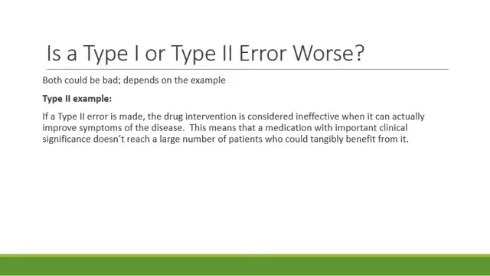Looking at a type 2 example. If a type 2 error is made, the drug intervention is considered ineffective when it can actually improve symptoms of the disease. This means that a medication with important clinical significance doesn't reach a large number of patients who could tangibly benefit from it.